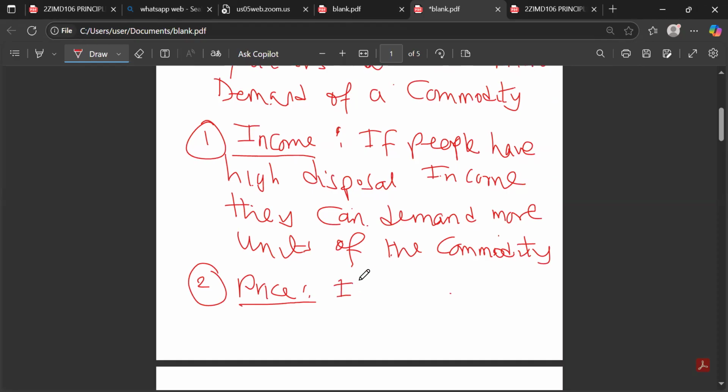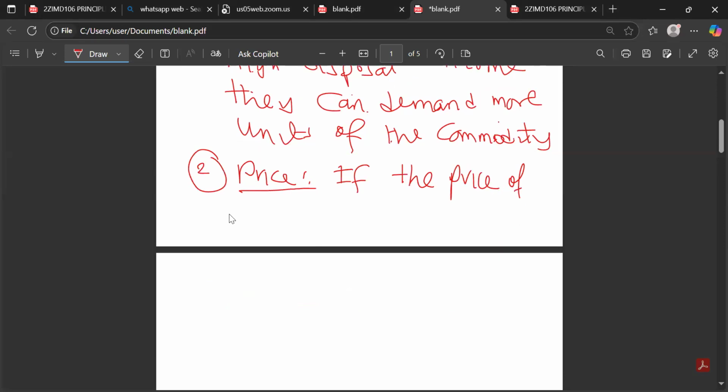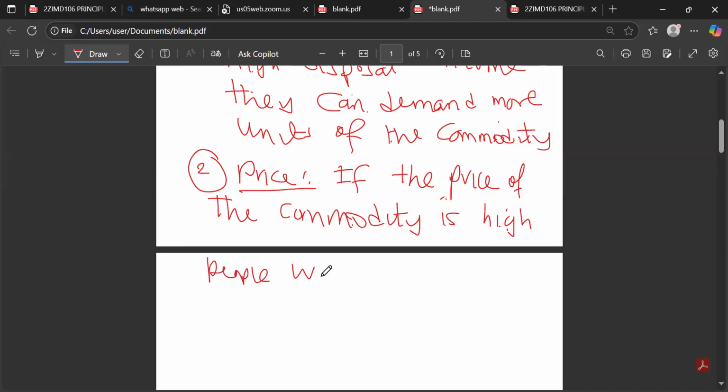So if the price of the commodity is high, people will demand few units of the commodity.